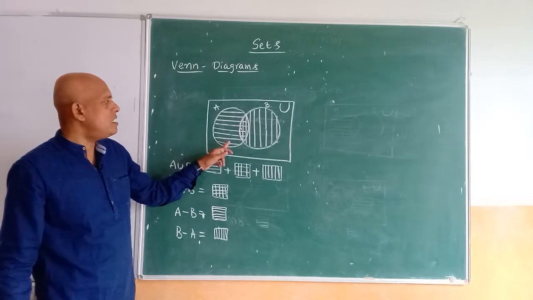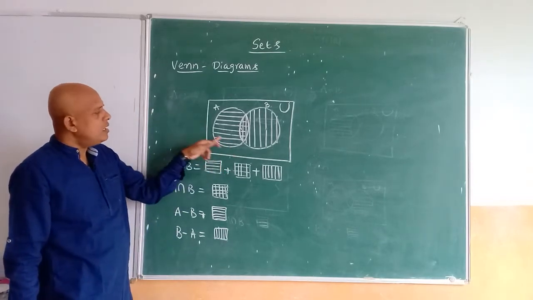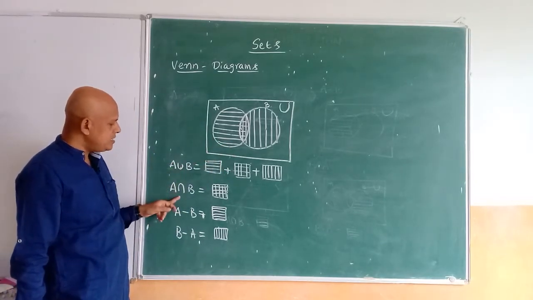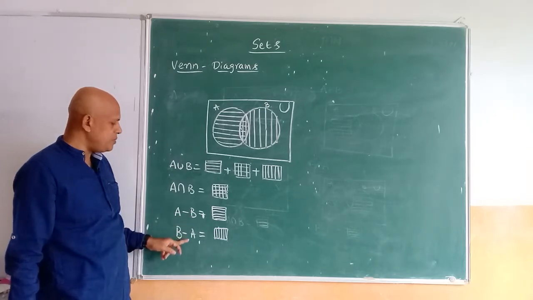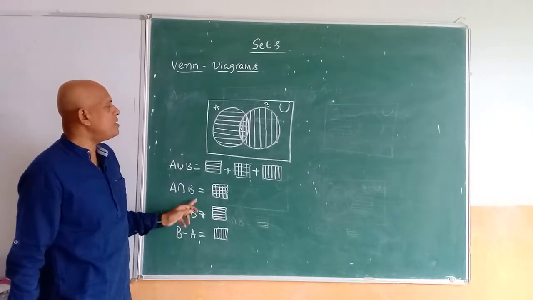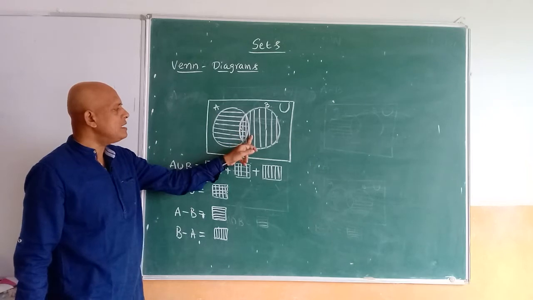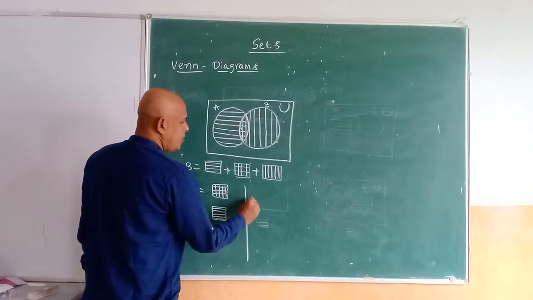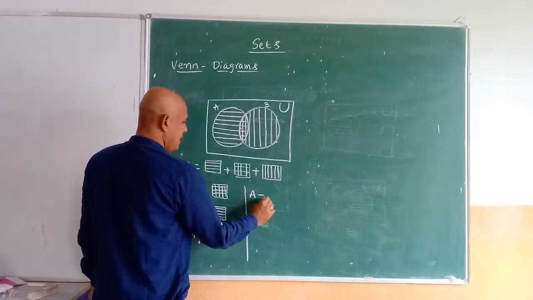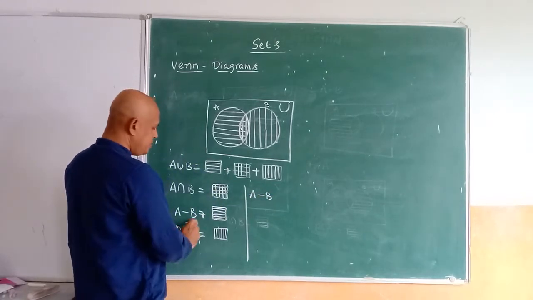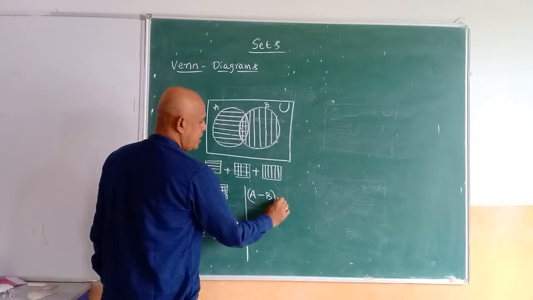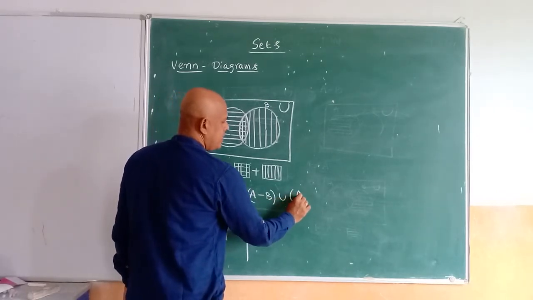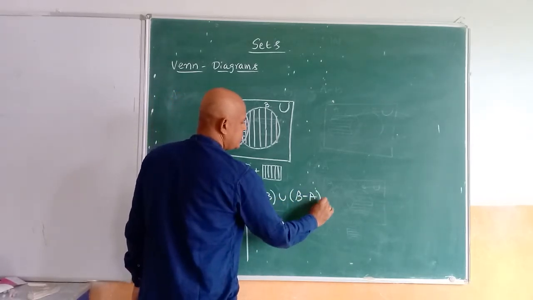So this is another way we can represent all the operations: union, intersection, and difference of two sets, that is A minus B and B minus A. All the operations can be represented in a single diagram. Suppose we consider one more operation, that is A minus B. This is A minus B and this is B minus A. Combined, A minus B union B minus A.